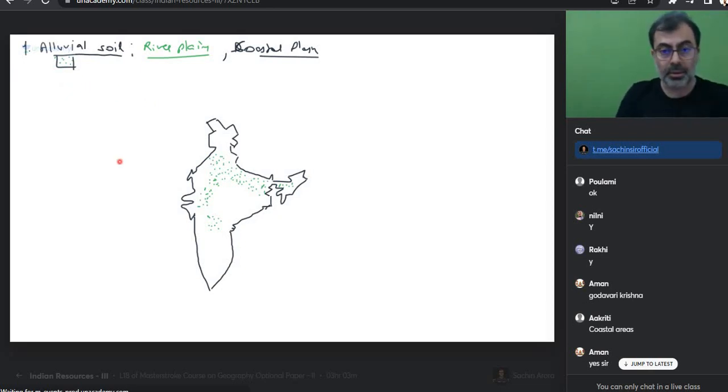Sir, coastal plain will be the Kaveri coastal plain. Sir, west coast is narrow, but Kerala has a wider coast. Yes or no? Kerala has wider, sir, and even Gujarat plain. Is everyone okay?